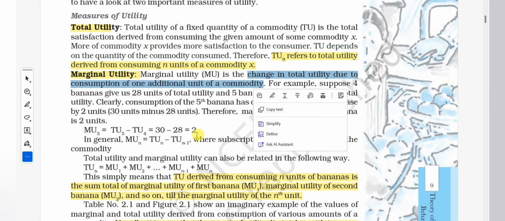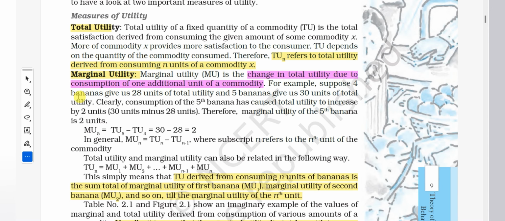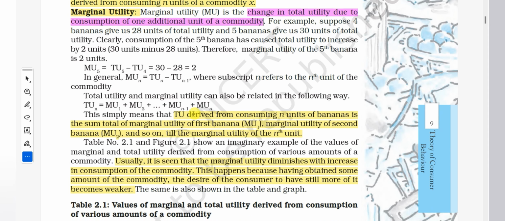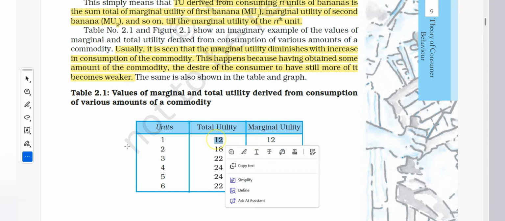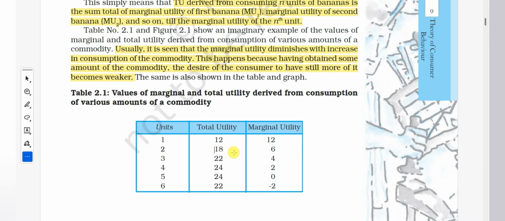You will understand it via a small example which I'm going to give you here. Let's see this diagram. When we started off in the beginning, the first unit gave us 12 utilities. The second one gave us 18 utilities. But the third one gave us 22, the fourth also 24. Fourth and fifth have the same kind of utility, right? So going from the fourth unit to the fifth unit doesn't change much of our desire to possess it. There is not much difference.